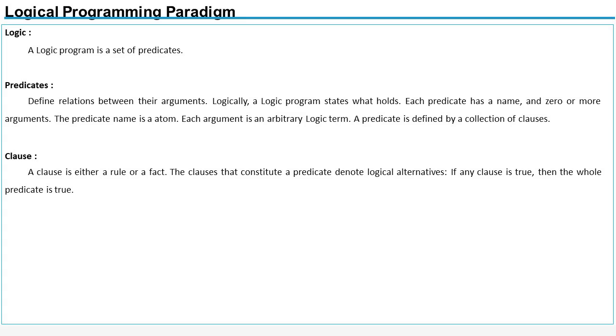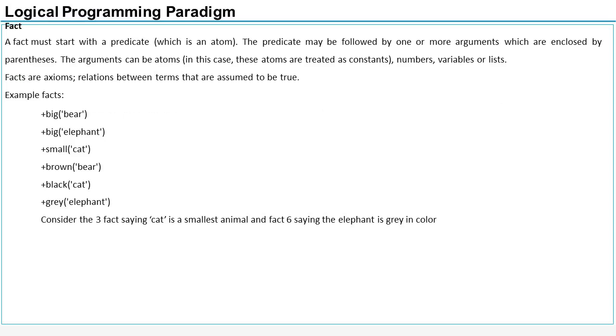The clauses that constitute a predicate denote logical alternatives. If any clause is true, then the whole predicate is true. Next, fact. A fact must start with a predicate. The predicate may be followed by one or more arguments which are enclosed by parentheses. The arguments can be atoms, numbers, variables, or lists.